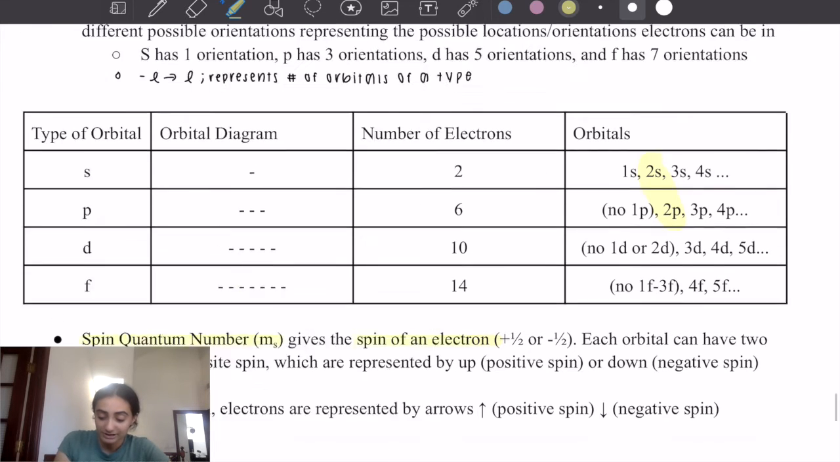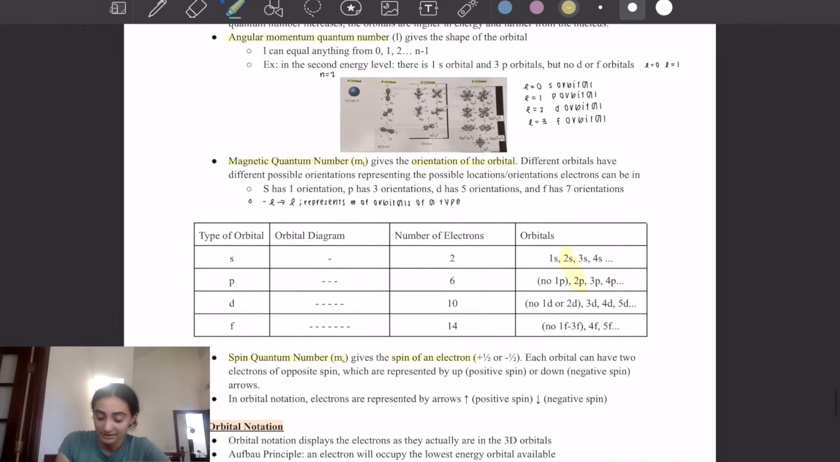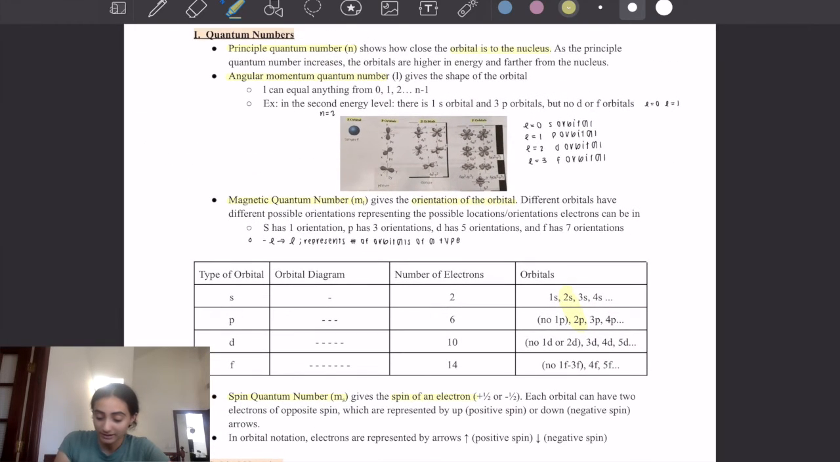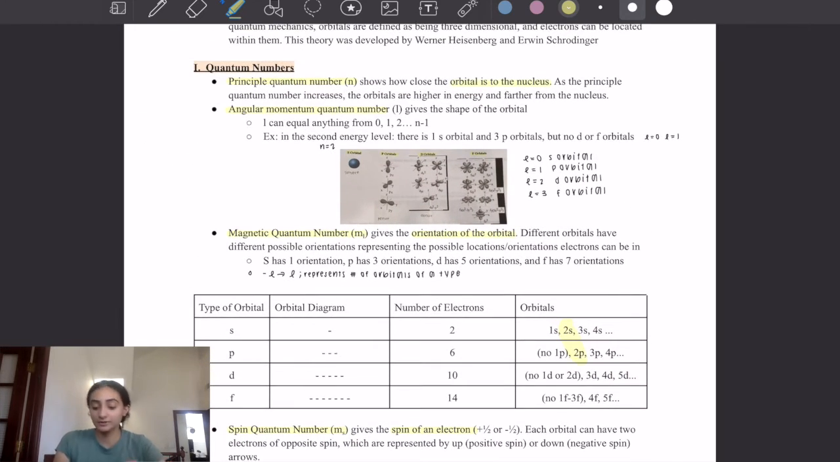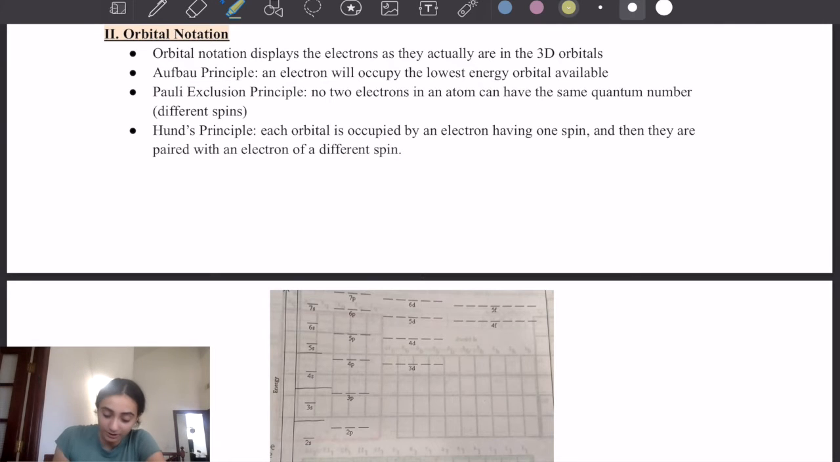So now we are going to take this information that represents the 3D probability of where electrons can be located in an orbital, and we are going to learn how to notate it. So again, we have principal quantum number, angular momentum quantum number, magnetic quantum number, and spin quantum number. So first we are going to learn about orbital notation. And this is a way to express where the electrons are in the 3D orbitals. And orbital notation is based on 3 principles.